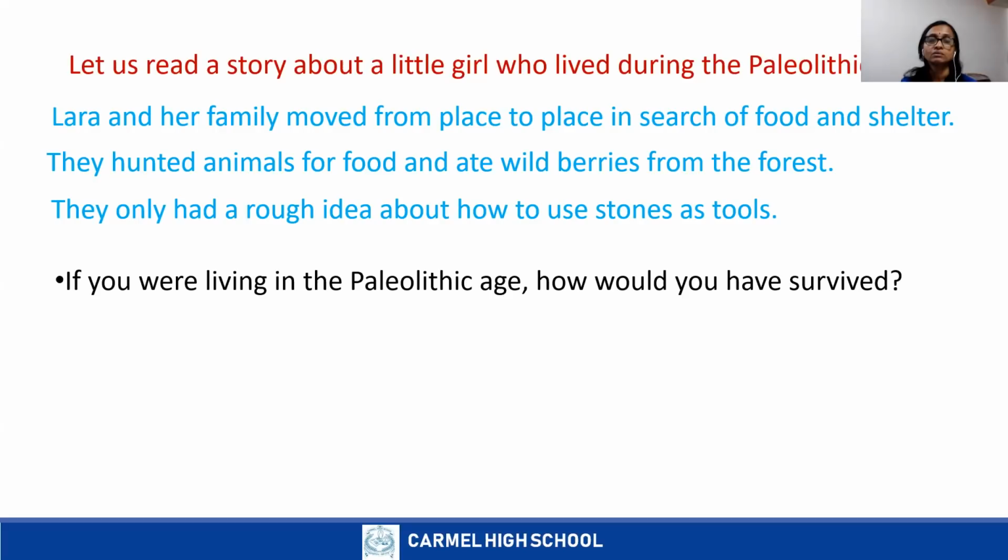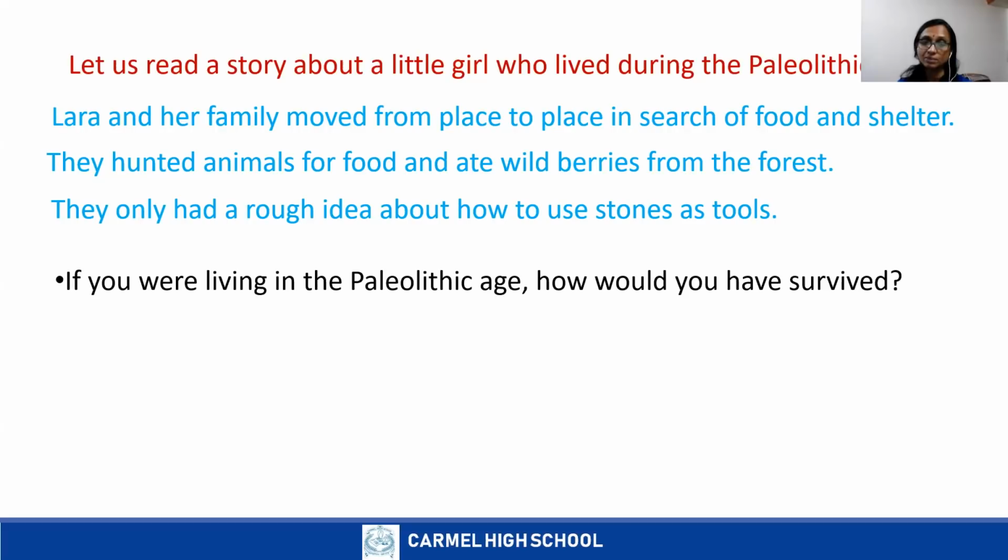Imagine, and you can write in your notebook. If you were living in the Paleolithic age, how would you have survived? Okay, children, tell me how would you have survived? We can say we would have survived by making different types of tools with these stones. We would make tools to hunt animals for food, or to protect us from the wild animals.